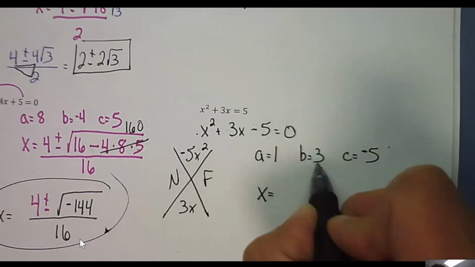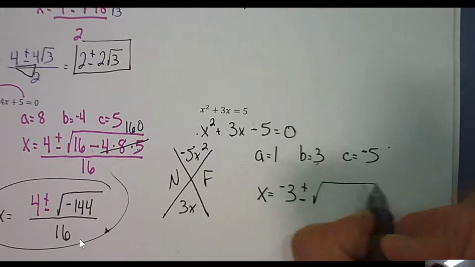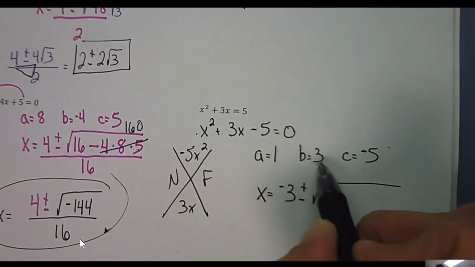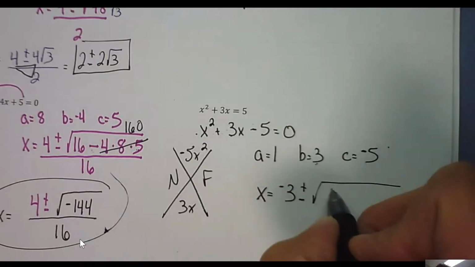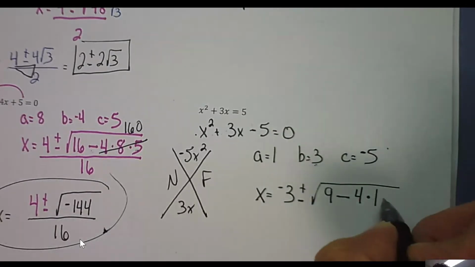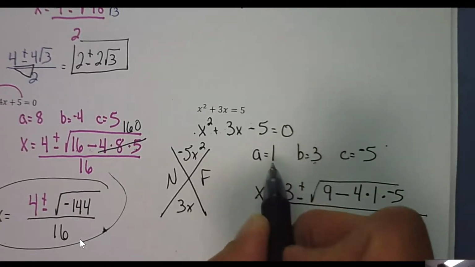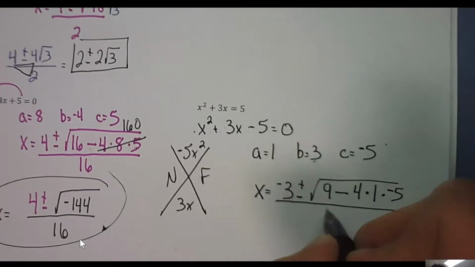X equals opposite of b, so I'll put negative 3 plus or minus my big square root. I'm going to take b and square it, so 3 times 3 in my head, that's 9, minus 4 times a times c, and then all of this will be divided by 2a, so 2 times a, which is 2.